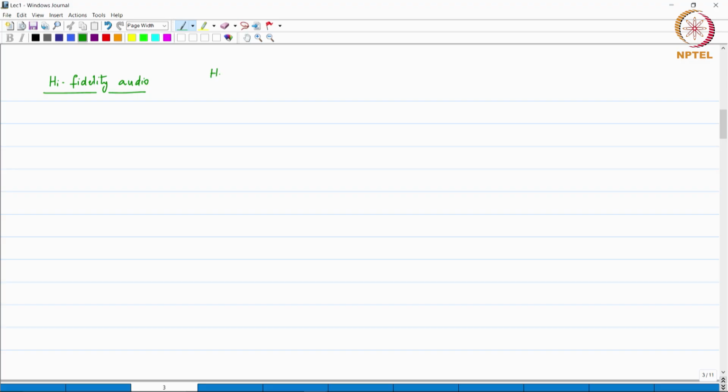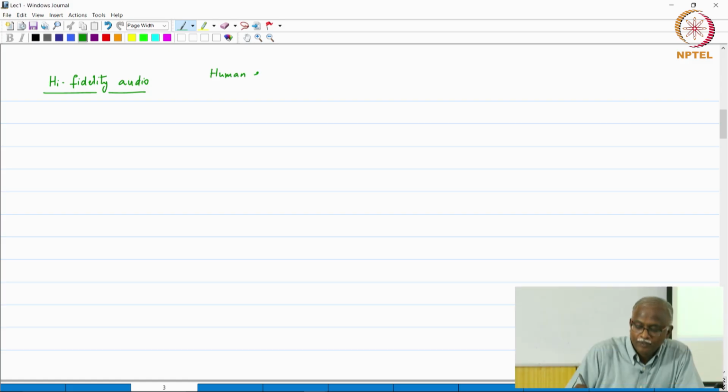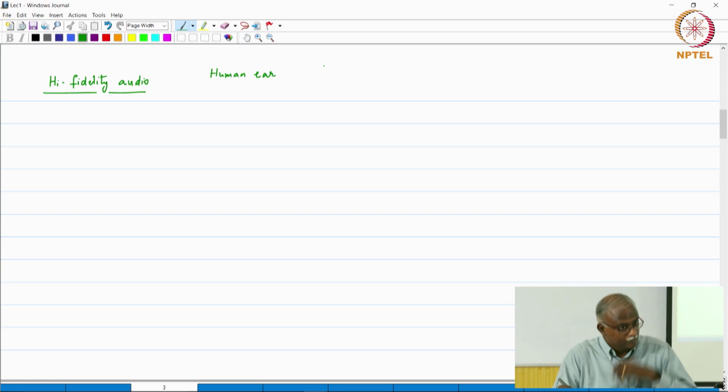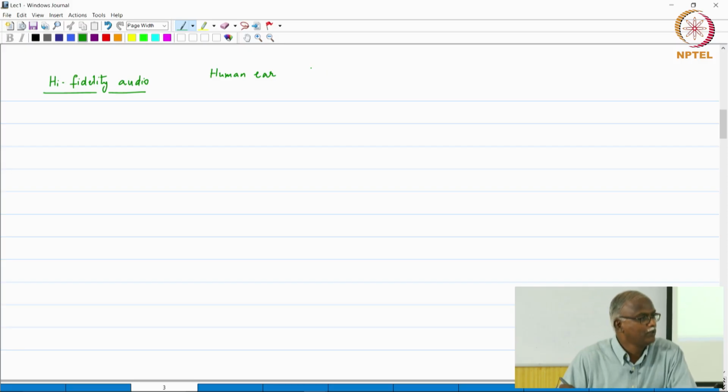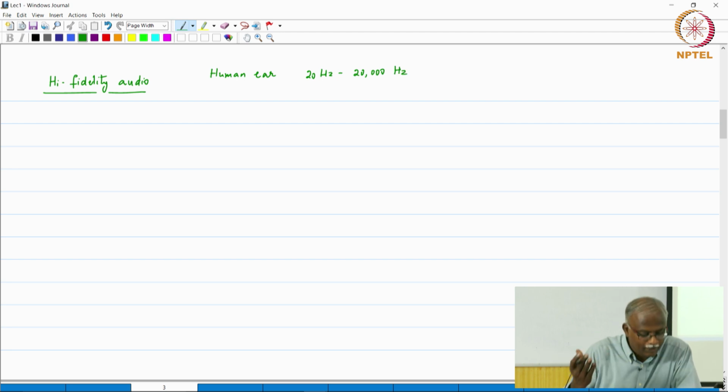So the auditory range of the human ear: what is the range that your human ear is sensitive to? 20 hertz to 20 kilohertz, that is, 20 to 20,000 hertz. For most people it does not go that high, but that's more or less the range that we have. The range that we are most sensitive to is in a much lower frequency range: 2 to 5 kilohertz.